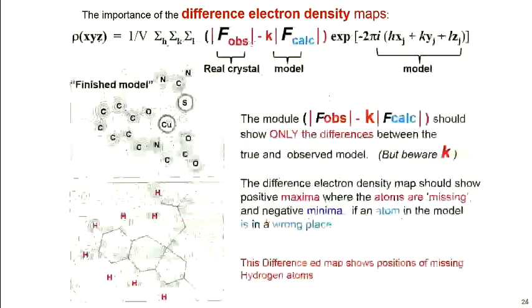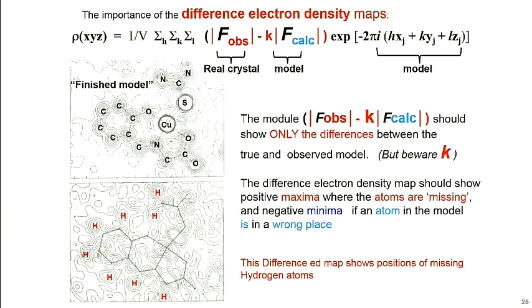And these are just examples of different difference maps. There's a very important parameter at the top, which is that K, which is how we're going to scale our observed data against the amplitudes we've calculated. I won't go into how we choose K, it's quite tricky, but ideally we'd see a maximum in our map where something is missing, a minimum where we've done something wrong, and that's an example where you can see blobs for the hydrogen atoms in that small molecule structure.